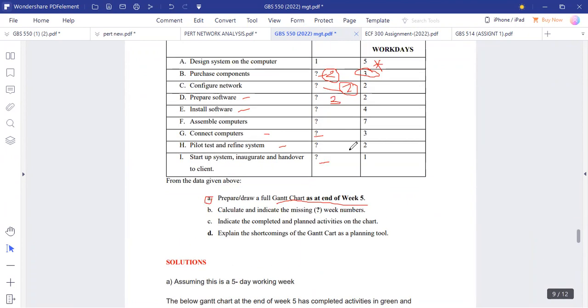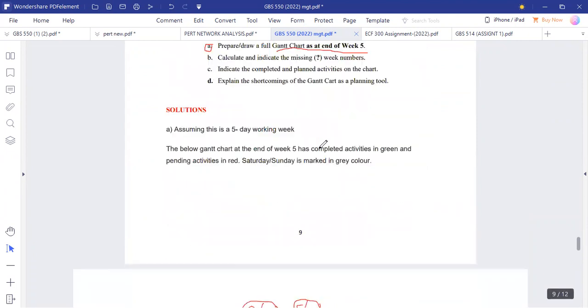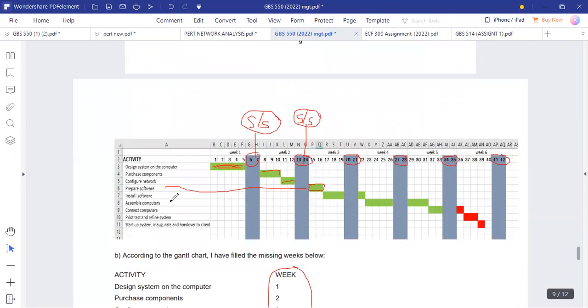Then what else? Let us see. Once we have finished preparing the software, which was taking 2 days, we can straight away install the software, so it will be done the same week. But let us see how many days it takes. Here we are ending on Monday, Tuesday, up to Friday.